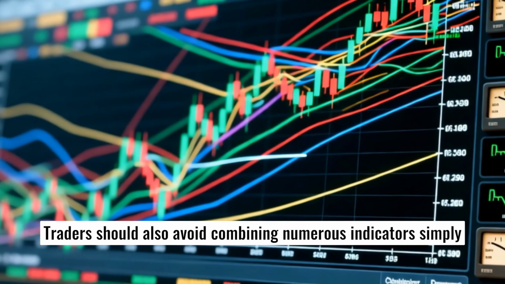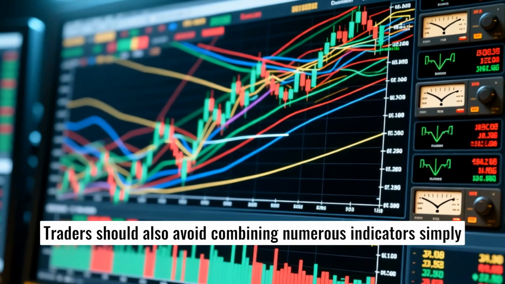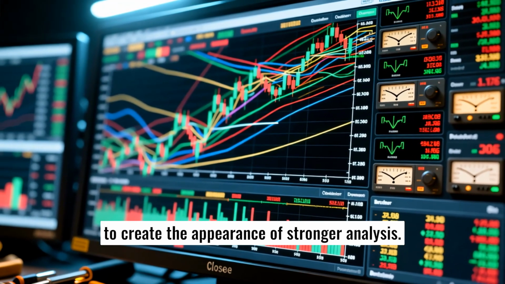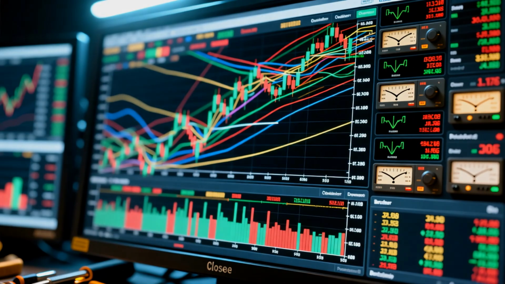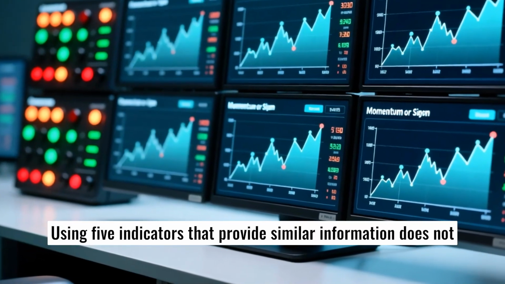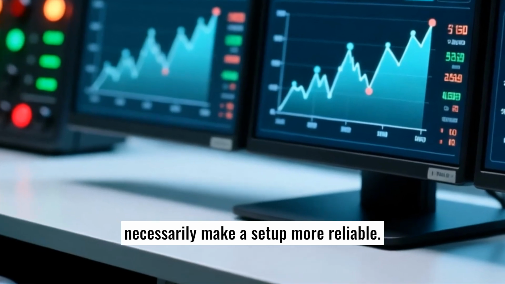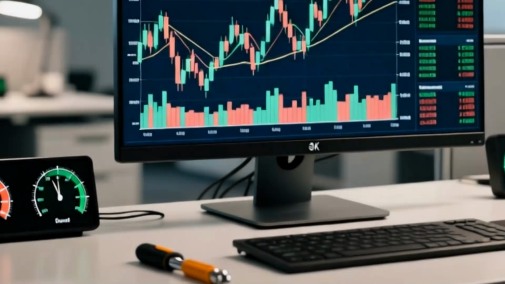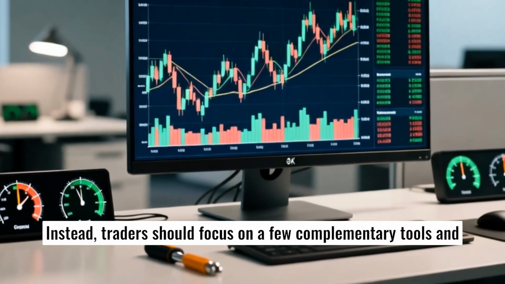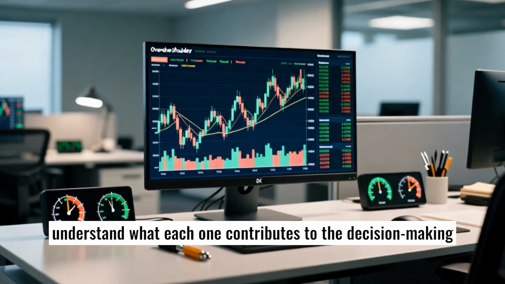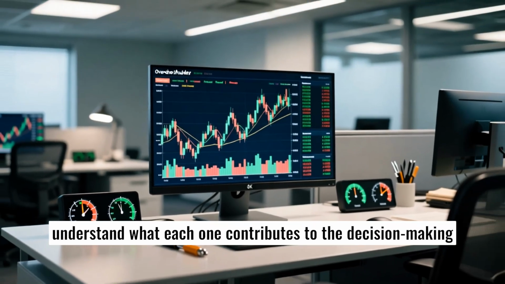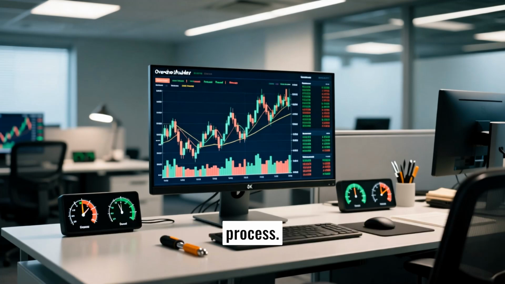Traders should also avoid combining numerous indicators simply to create the appearance of stronger analysis. Using 5 indicators that provide similar information does not necessarily make a setup more reliable. Instead, traders should focus on a few complementary tools and understand what each one contributes to the decision-making process.